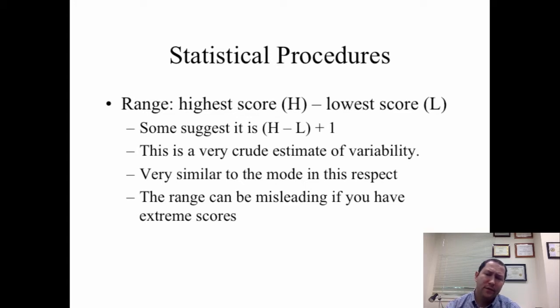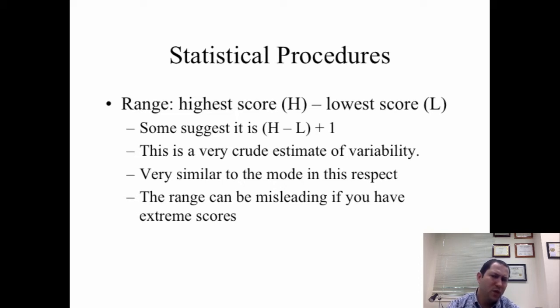What do I mean by that? The mode was the roughest estimate or the crudest estimate of central tendency. So if the mode is the crude measure or roughest estimate of central tendency, the range would be a rough estimate of variability. So when we look at the range, the definition of range is the highest score minus the lowest score, or you might hear it said the distance between the highest and lowest score.